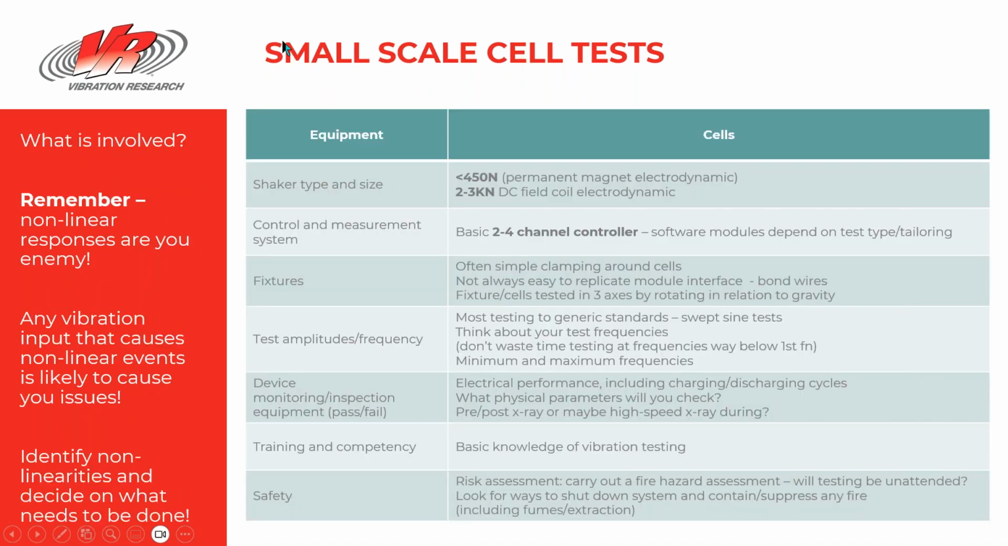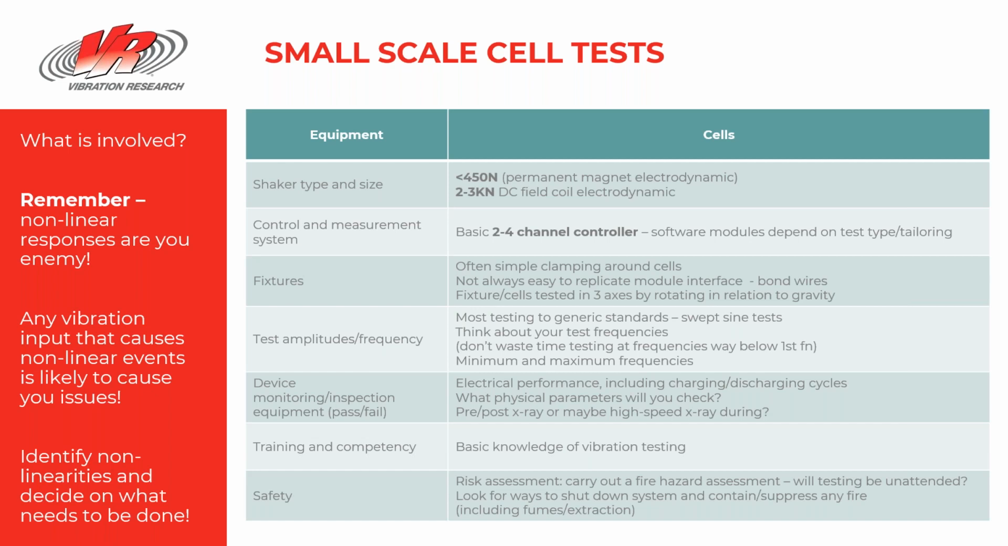So, just seeing what's involved with doing small-scale cell vibration tests. To do small-scale vibration tests, you're looking at a fairly small shaker. You can probably get away with a permanent magnet shaker up to say 450 newtons, so not particularly big or expensive, or you could go to the 2-3 kilonewton DC field coil type of electrodynamic shaker. There's a bit of a gap there, and a huge difference in size between a 450 newton permanent magnet shaker and a DC field coil electrodynamic shaker.